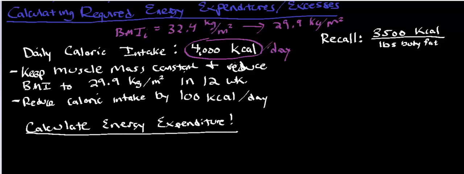That's our goal. If we're keeping our muscle mass constant, and assuming the bone mass is constant, in general the only thing we're losing is fat. The important conversion factor to recall is that every pound of body fat contains about 3,500 nutritional calories. The other thing is this person is going to reduce their caloric intake by 100 kcals per day.